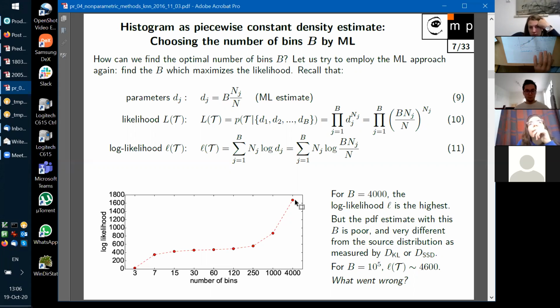Please write in the chat that you understood cross-validation and you know how this operates. Or if there is a question, ask a question.